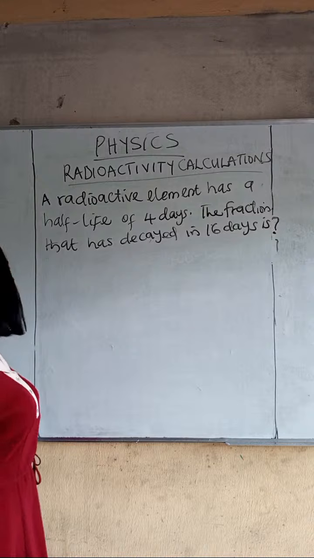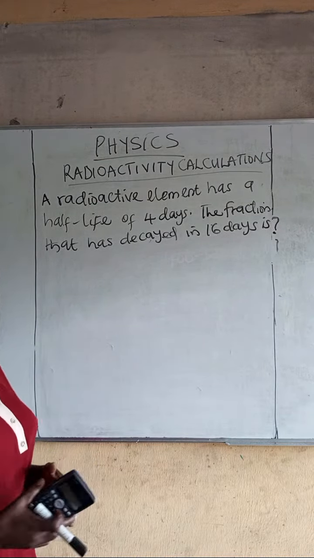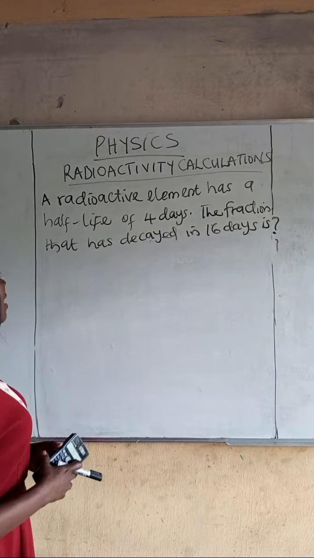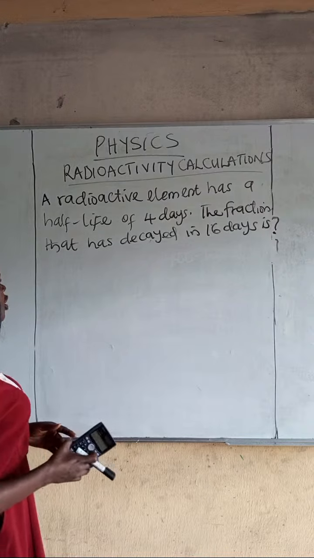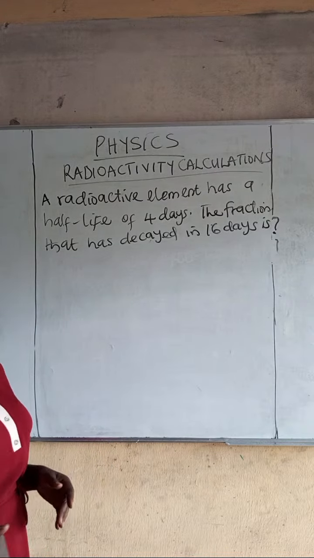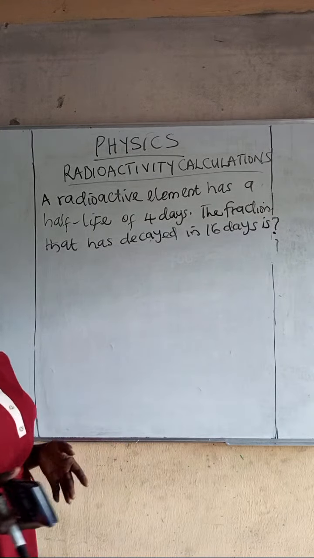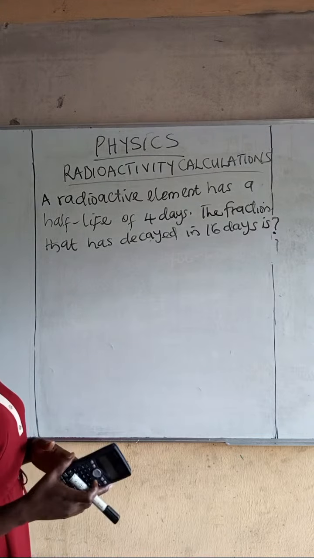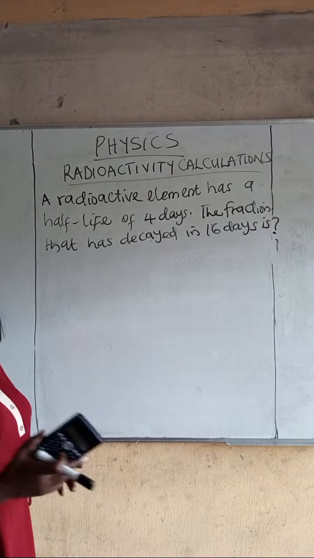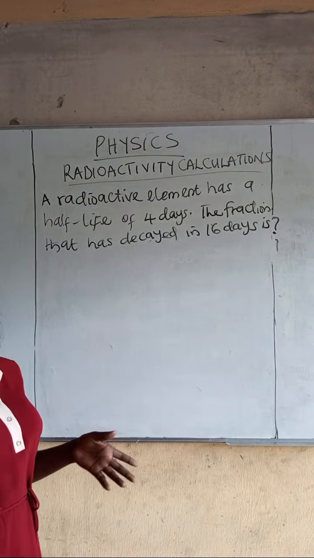Okay, let us solve. A radioactive element is actually a JAMB question. A radioactive element has a half-life of 4 days. The fraction that has decayed in 16 days is what we are looking for. What is the fraction that has decayed in 16 days? Let me go again. A radioactive element has a half-life of 4 days. The fraction that has decayed in 16 days is what?